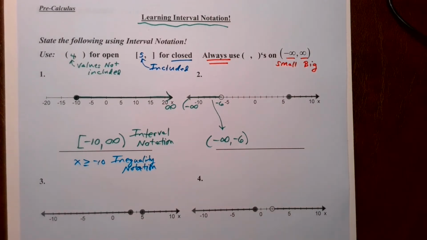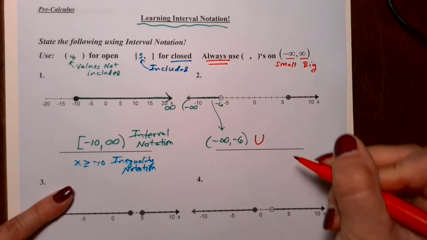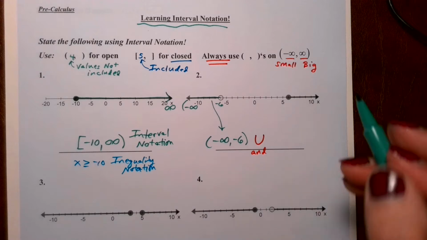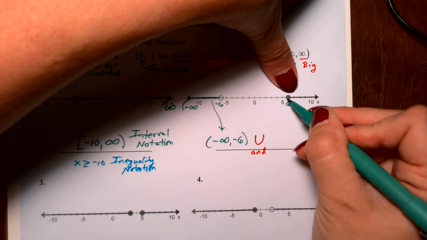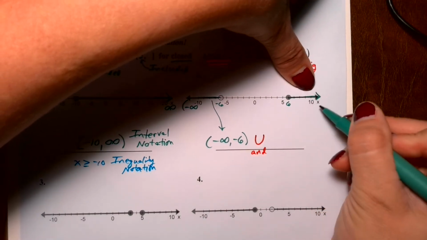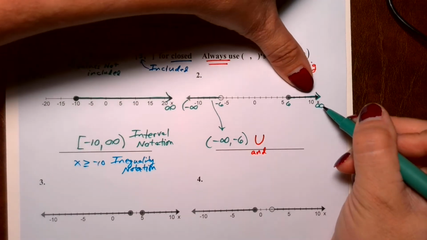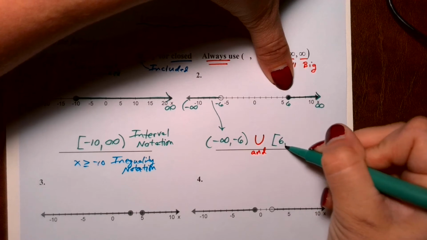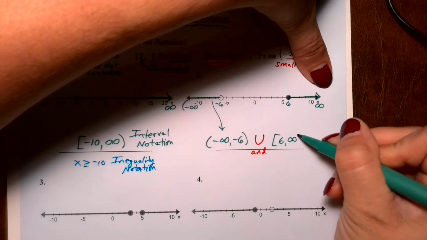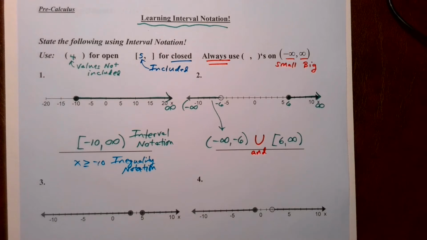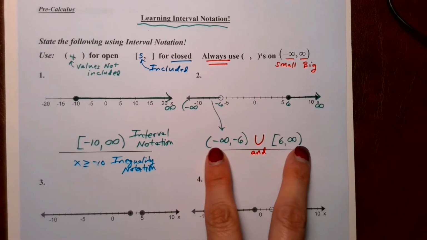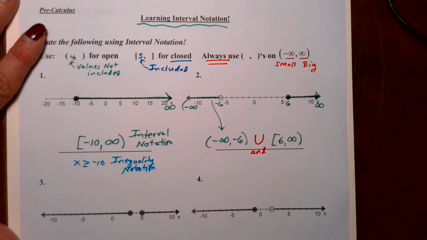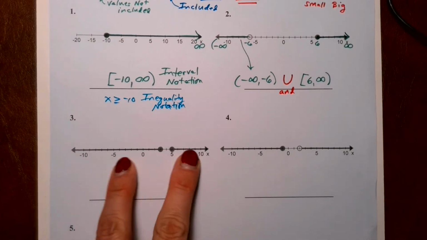But hang on, there's another piece. The symbol for "and" is union. Union is how we say another piece is coming. This piece starts right here at 6 and goes all the way forever with an arrow, so that's going to be positive infinity. Since this is filled in, that's going to get a bracket from 6 to infinity with parentheses. 2 pieces of graph, 2 intervals. They kind of look like a little shading graph, don't they?